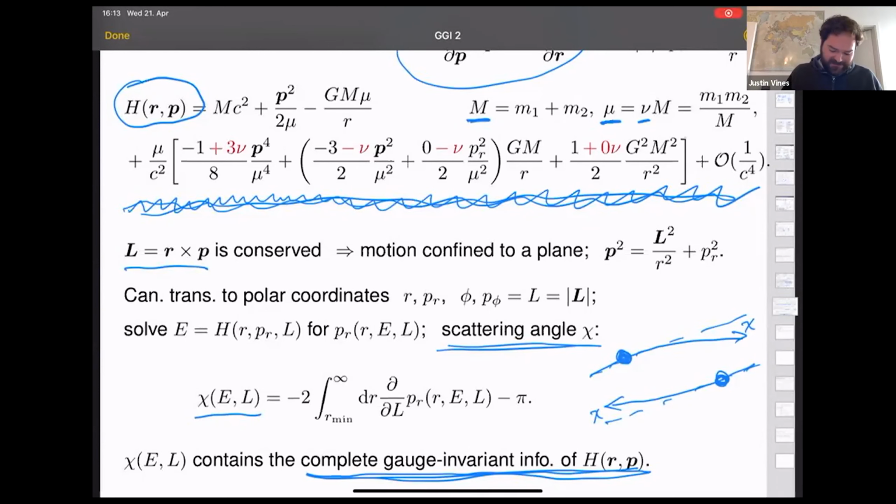The fact that that orbital angular momentum vector is conserved tells us why the motion is confined to a plane, and that in that plane, for a scattering encounter, the only thing that really matters is this angle by which both bodies are scattered. So that function contains the complete gauge invariant information content of this function, which otherwise only has gauge information.